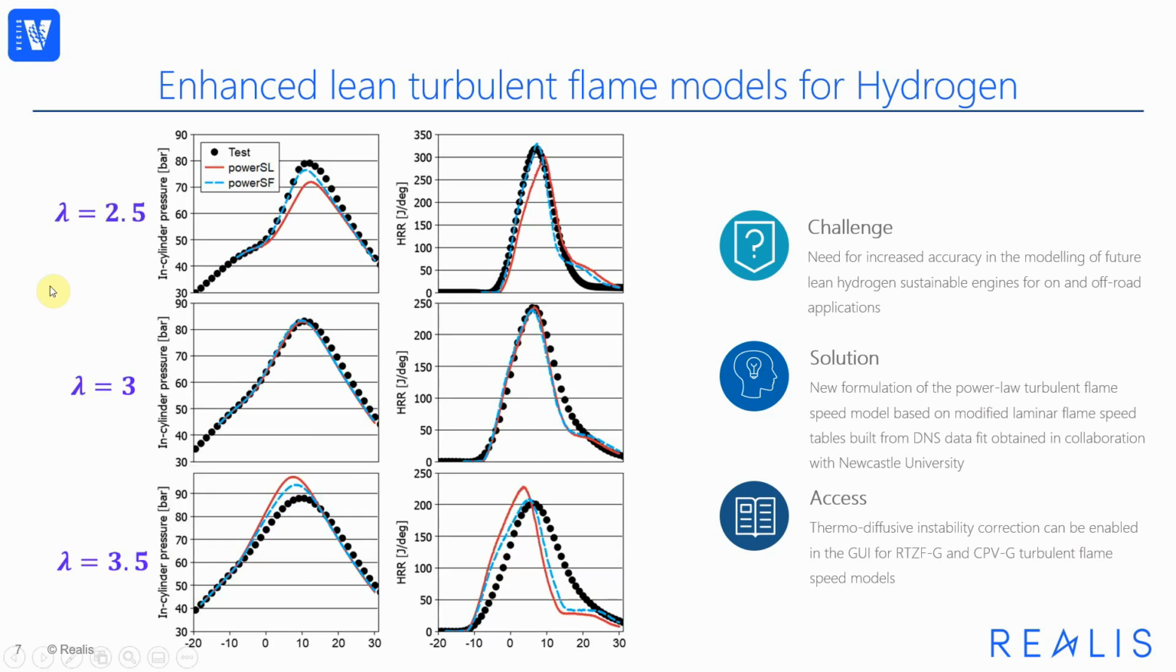The pressure and heat release traces obtained with Vectis on the Ricardo single-cylinder hydrogen engine are shown here for different operating points of a lambda sweep from lambda equal 2.5 to lambda equal 3.5 and compared with experimental measurements. The calibration is done for the lambda equal 3 point, and the new model is shown here in the blue curve while the older formulation is shown in red. And it can be seen that the new formulation improves considerably the agreement with the experimental results compared to the standard formulation. This is particularly the case for richer but also for leaner conditions.